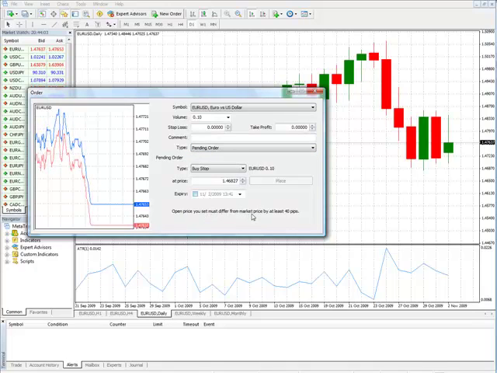Open price you set must differ from market price by at least 40. This is a particular limitation of this platform, that you have to be so far away in order to do it. But the price is actually 40 pips away, so I don't understand what the problem is. Let's try that again. Make sure I've got my price right. There we go. Always double check your prices, right?